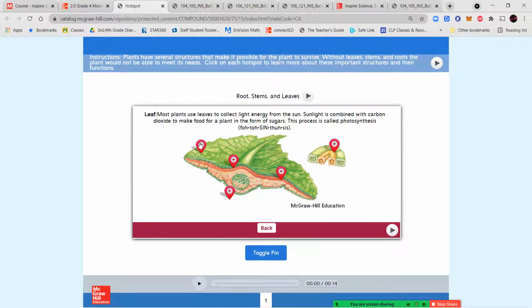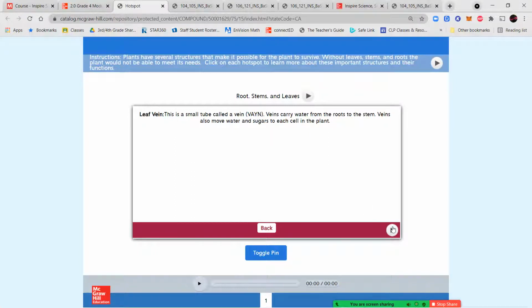So just like we have on our skin, our outer layer of skin is called our epidermis. The outside of a plant's leaves is also called the epidermis because it helps to keep the water and the moisture that the plant needs inside of the leaves to help keep the plant alive. Leaf, vein. This is a small tube called a vein. Veins carry water from the roots to the stem. Veins also move water and sugars to each cell in the plant.